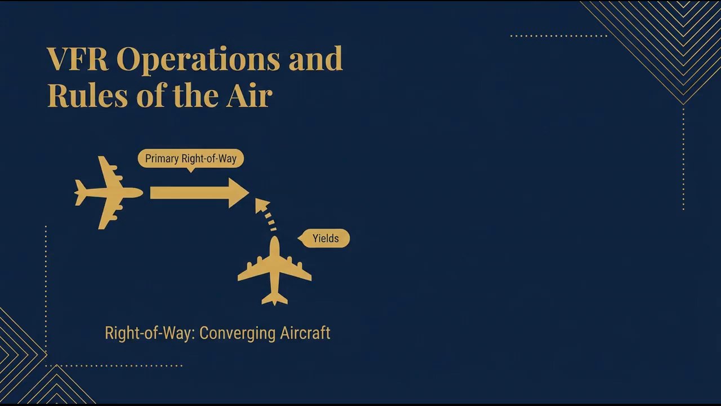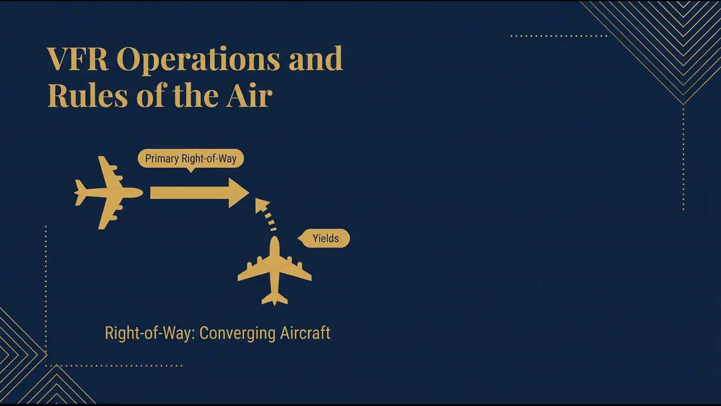Lesson 2. VFR Operations and Rules of the Air. Operating safely in Eswatini requires a firm grasp of the rules of the air. When flying visual flight rules in uncontrolled airspace, the fundamental principle is to maintain visual meteorological conditions and actively see and avoid other traffic and terrain.